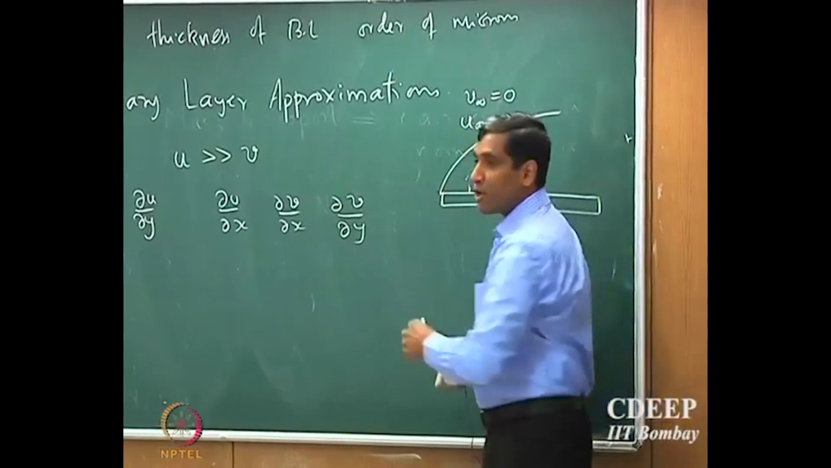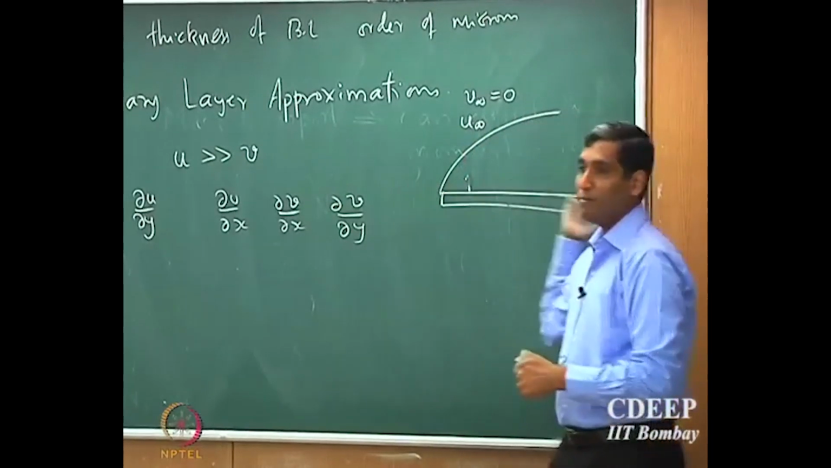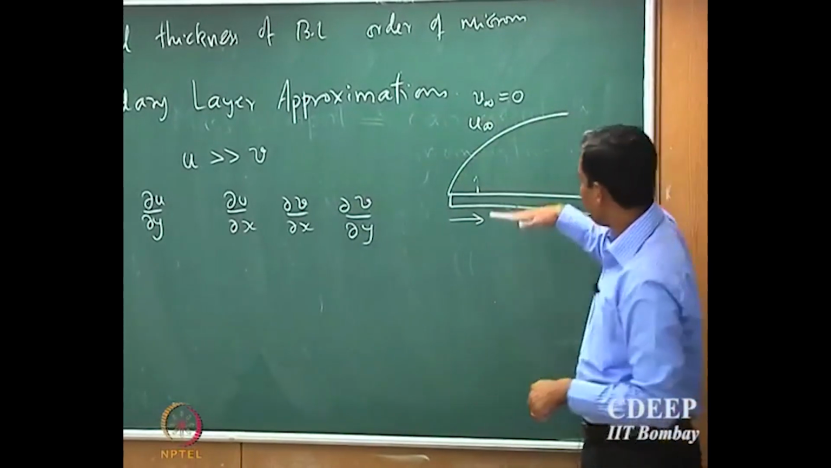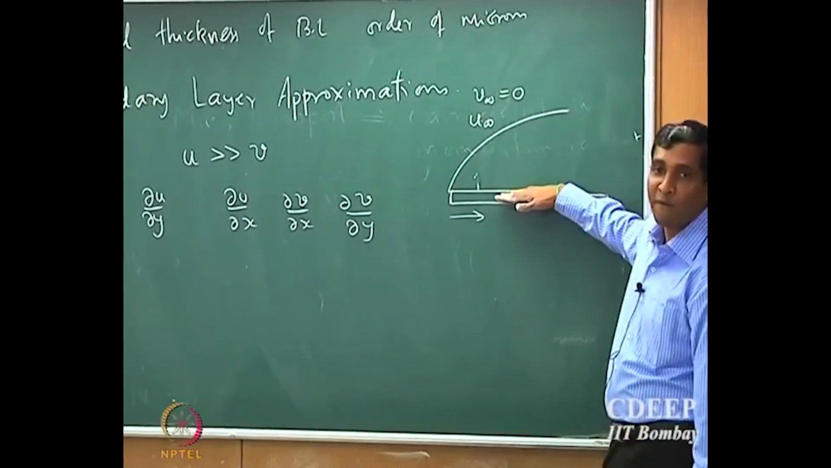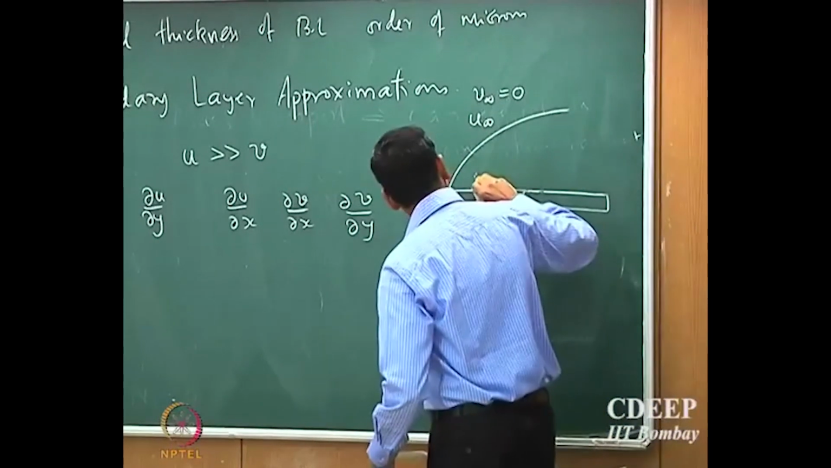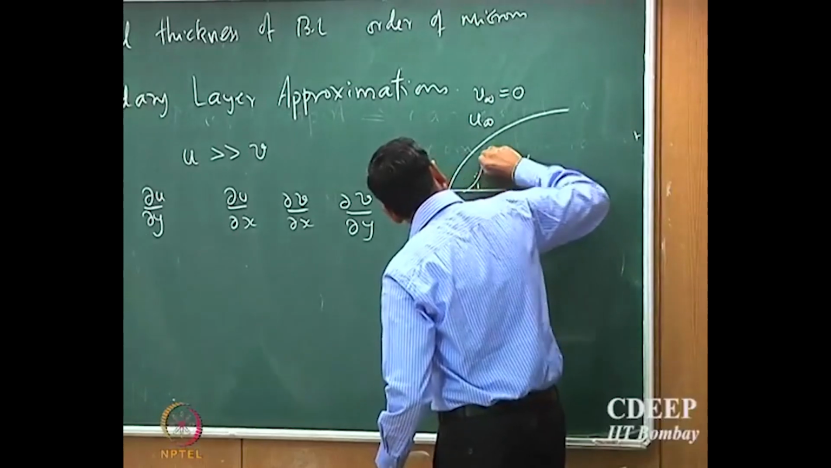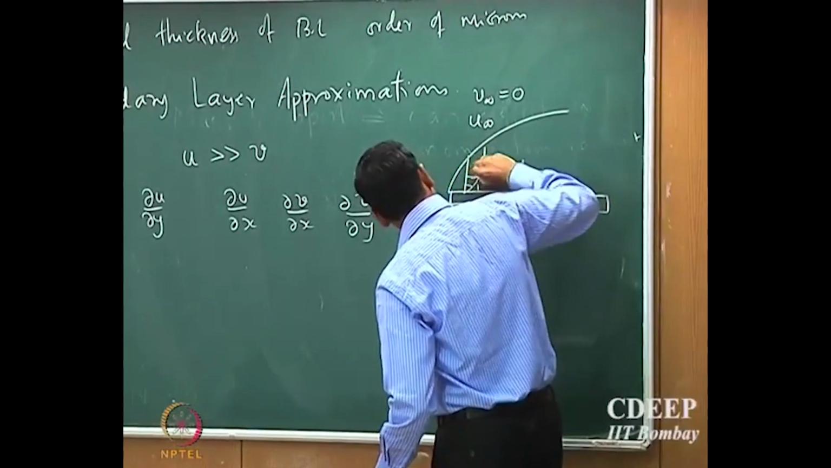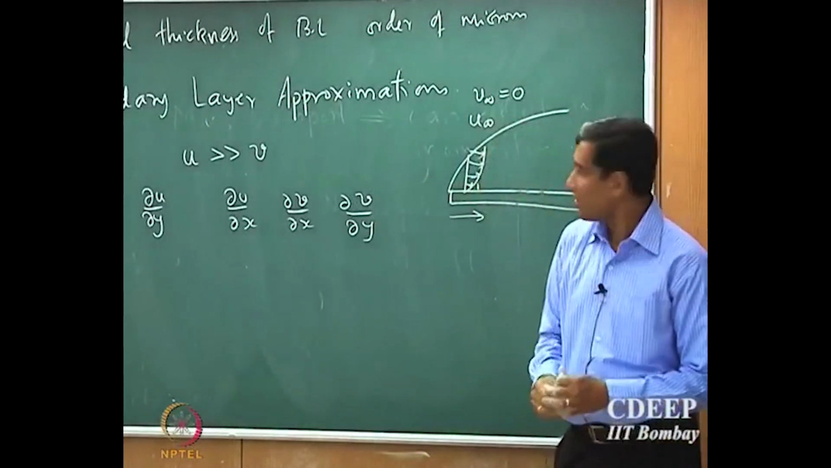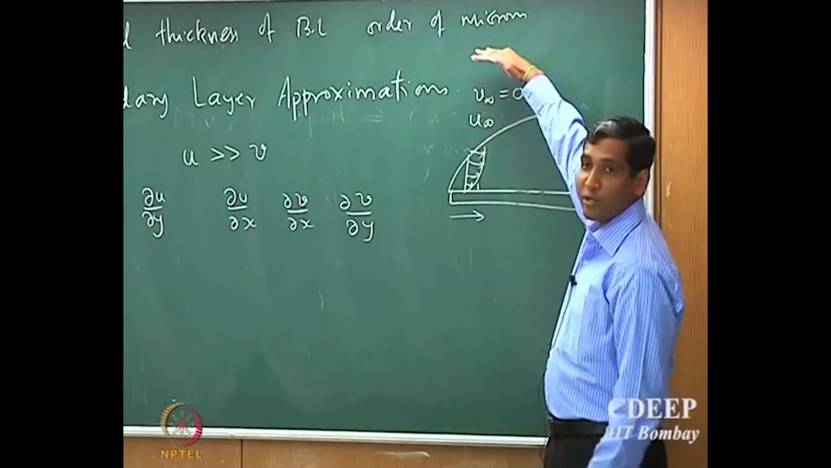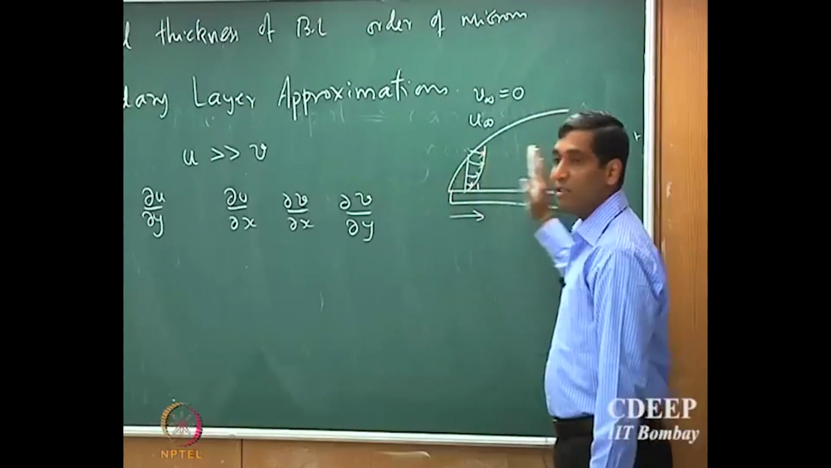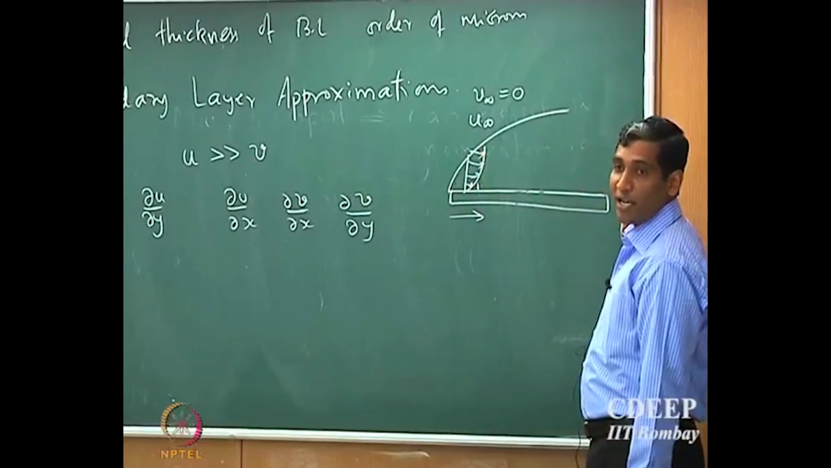The fluid particles which are actually moving in the x direction are now retarded strongly because of the friction that is offered by this surface, and therefore you would expect that there will be steep gradients. Therefore, because of that retardation, the gradient in the y direction of the x component velocity is going to be much larger than the gradient in the x direction itself.